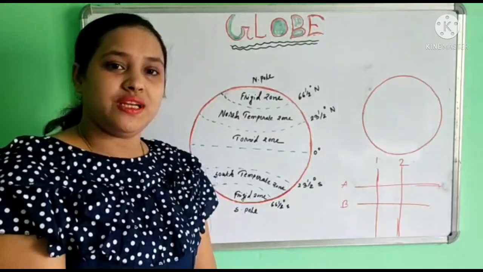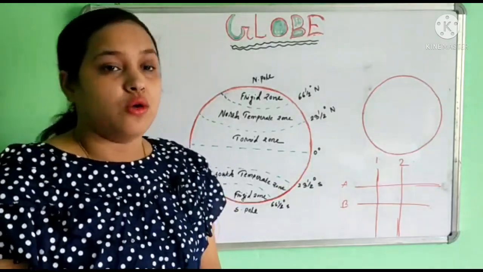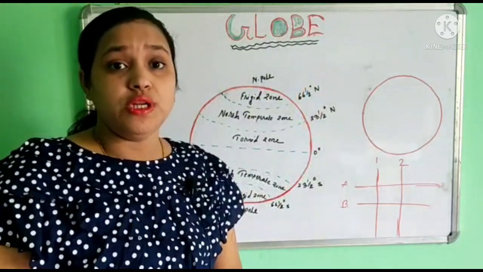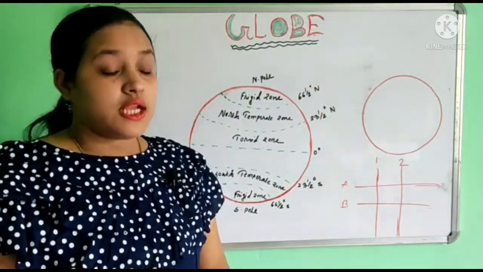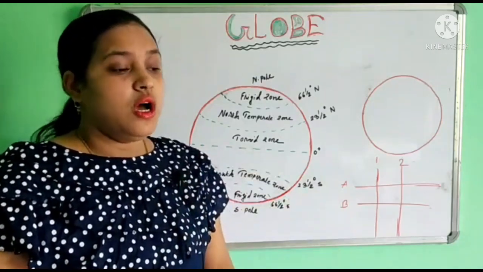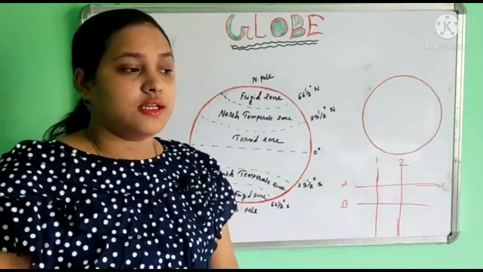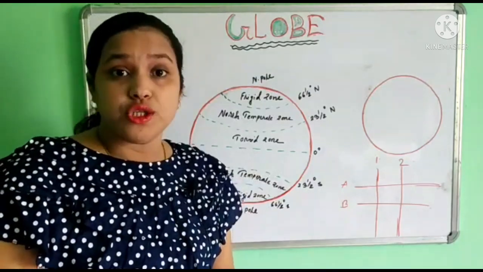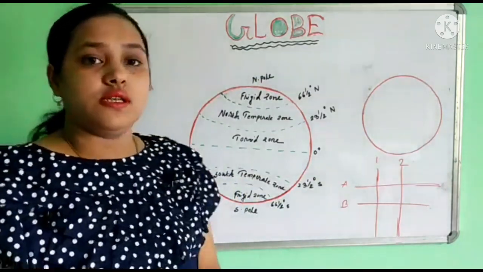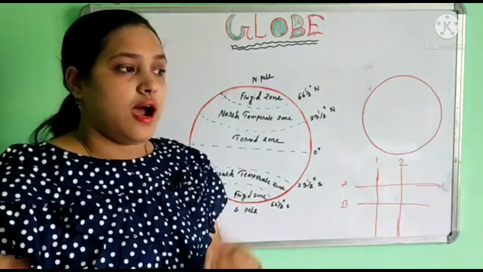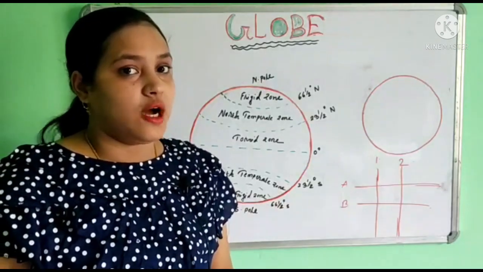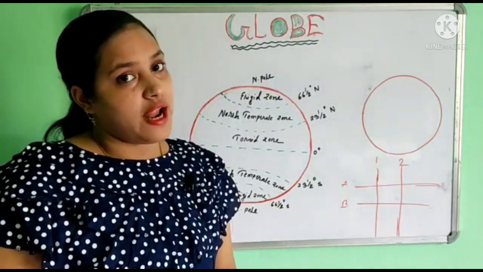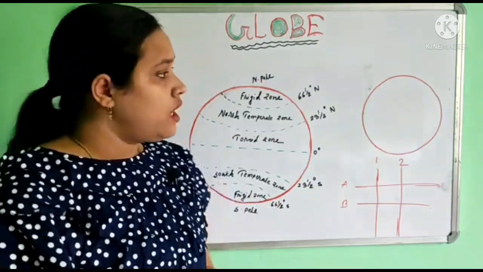Hello my dear student. Today we talk about globe, our second chapter, latitude and longitude. Now in your previous video I have already given you the idea about latitude and longitude. Now today I am just giving you an idea of how to find out any place on our earth with the help of latitude and longitude.